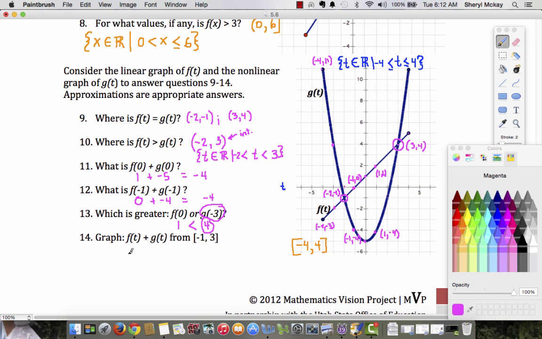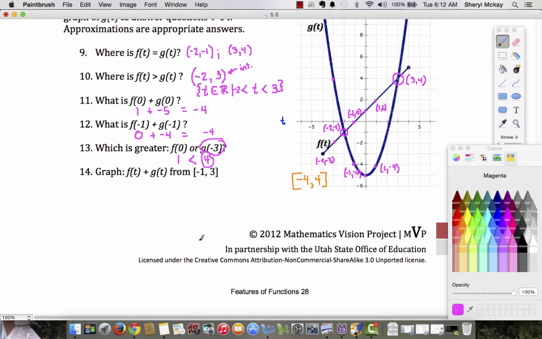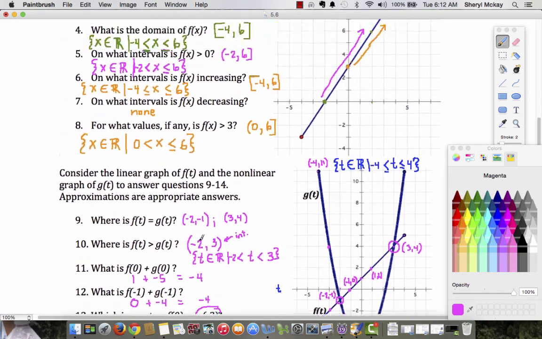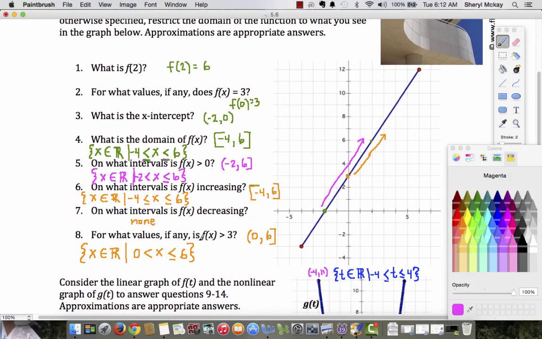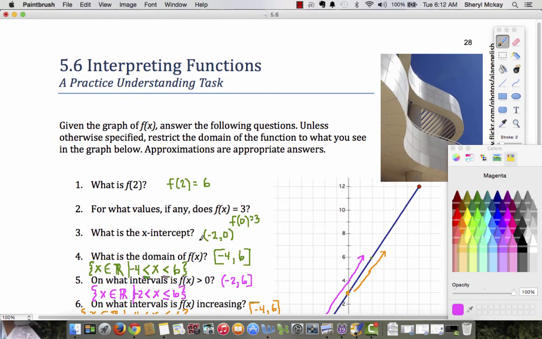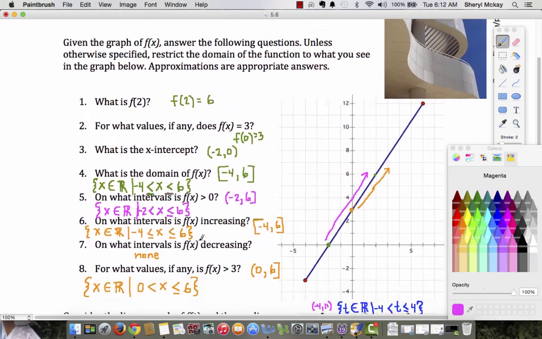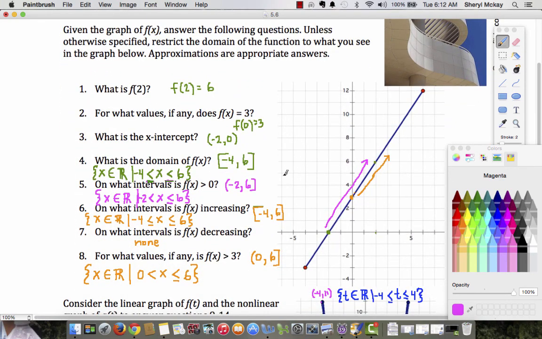And then graph f of t plus g of t from -1 to 3. We're not going to do this one because you're going to learn about this in our next video. But we've just done some descriptions of the graphs. We've done some interpreting of the graphs. We are getting very good at functions, and you've now learned a new way to describe intervals, not only using interval notation, but also using set builder notation. And that's all we have for today. I'll see you in class.